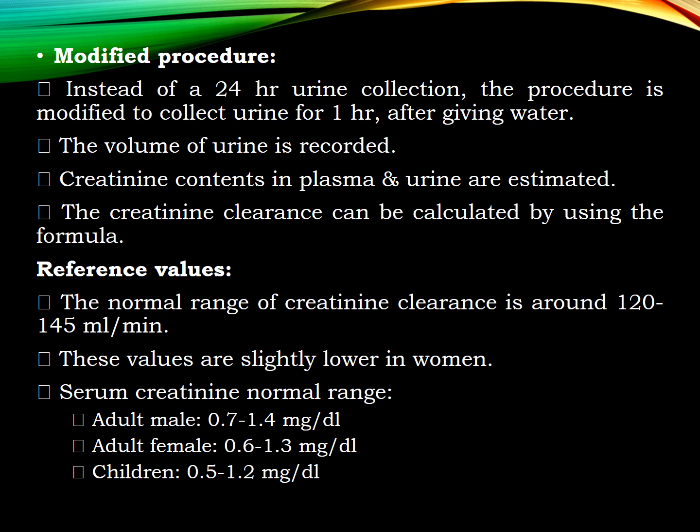And the normal range of creatinine clearance is around 120 to 145 ml per minute. And these values are slightly lower in women. And serum creatinine normal ranges for adult male is 0.7 to 1.4 milligram per deciliter, and in adult female it is 0.6 to 1.3 milligram per deciliter, and in children it is 0.5 to 1.2 milligram per deciliter.